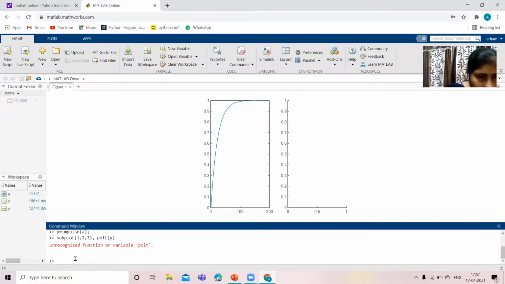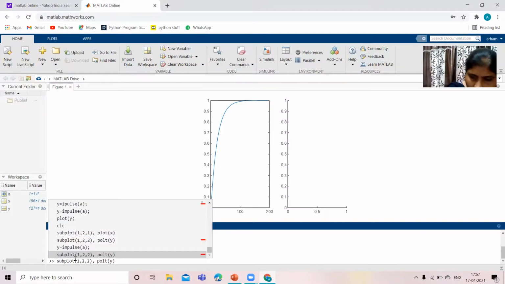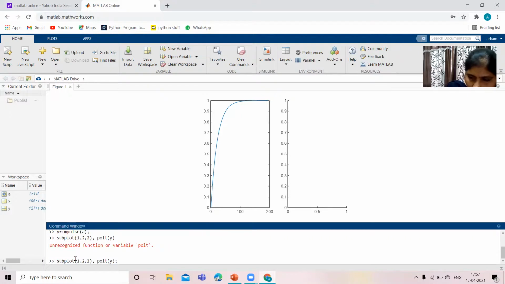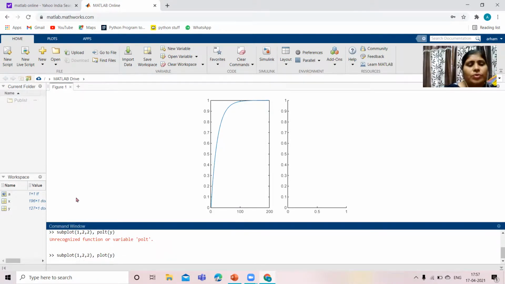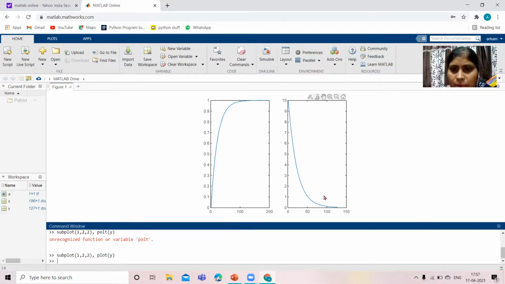Okay, I got the problem. I was not writing the correct spelling of plot, that's why this is giving an error. Now this is going to give the plot. You can see this is the step response and impulse response. This explains how we can plot the step and impulse response in MATLAB. Now this completes this lecture.